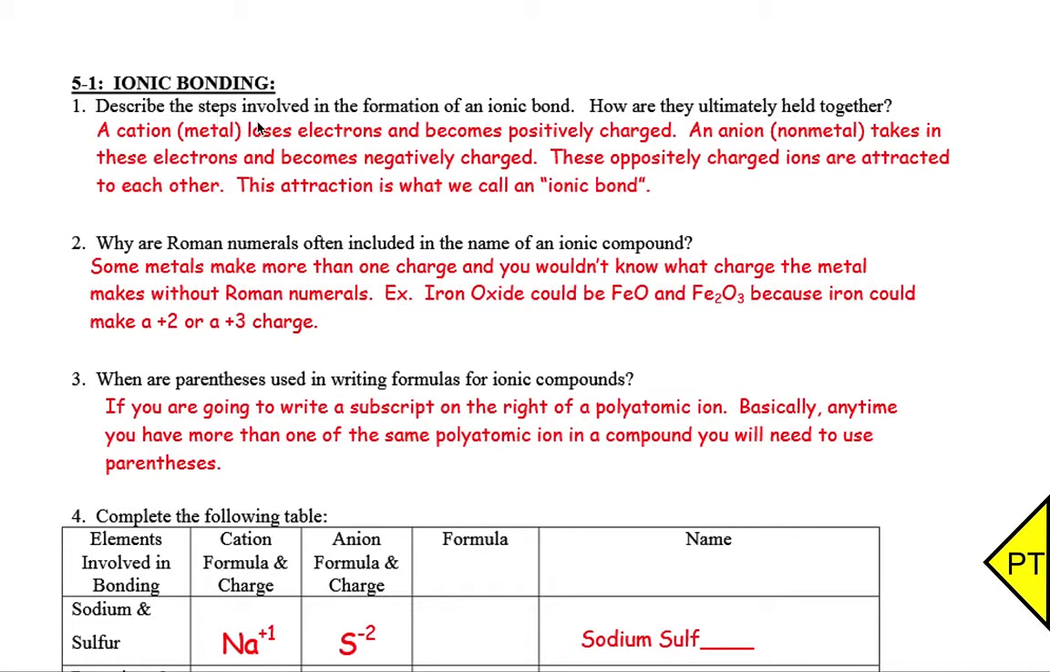Ionic bonding. Describe the steps involved in the formation of an ionic bond. How are they held together? Well, you've got to think about valence electrons.